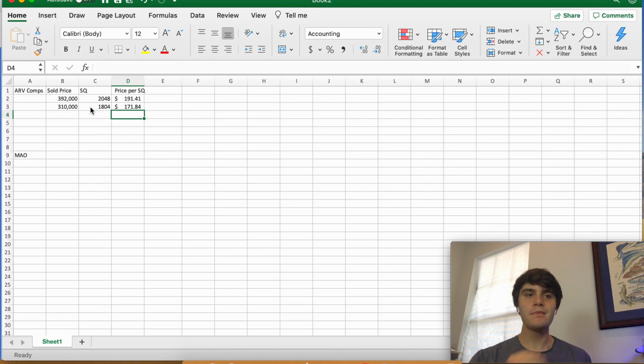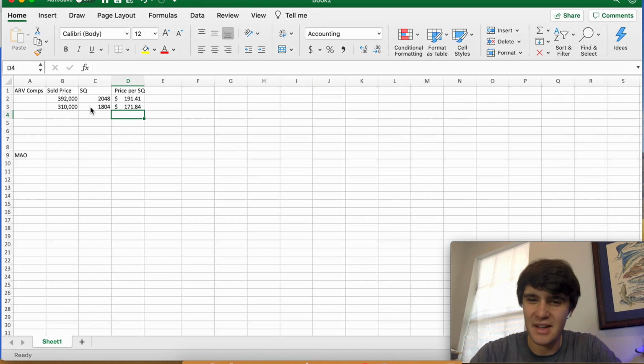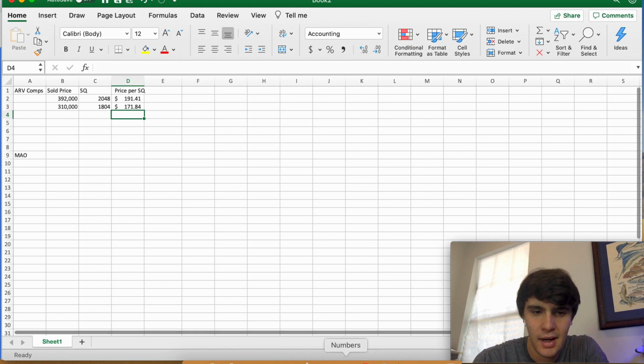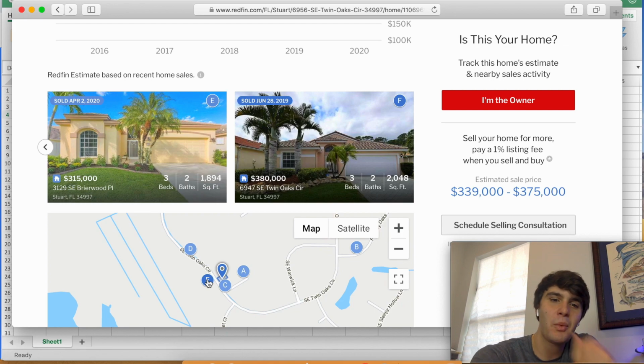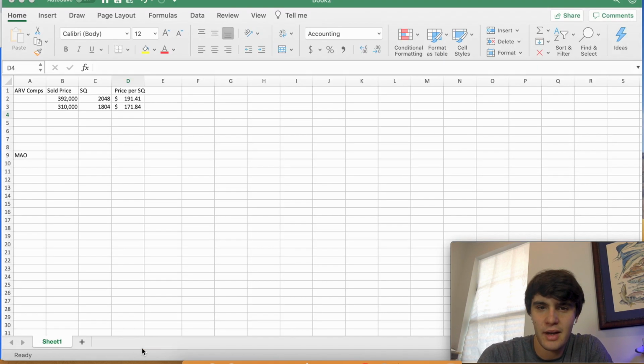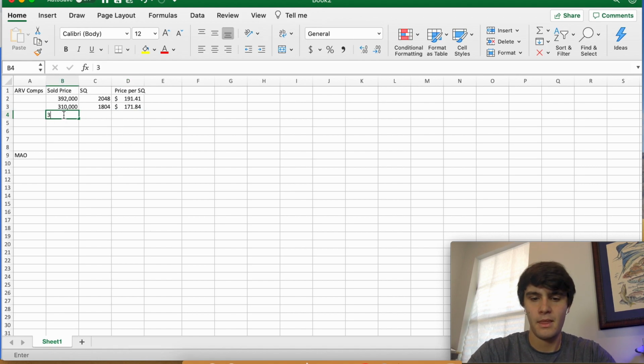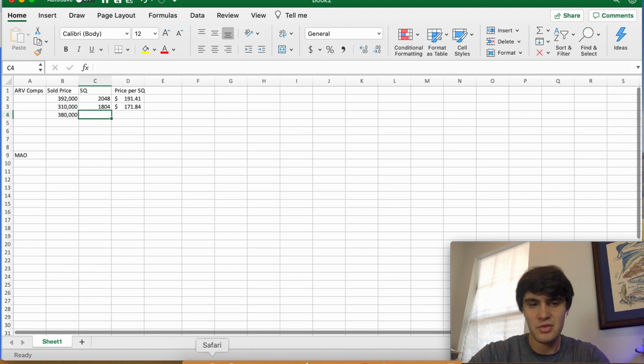So we're stuck at 191 and 171 here on this one. So that's a toughie. So let's look here, see this other similar one. It's just so similar, I might want to include it. So let's see what happens. So at 380 for... actually sold less than that other one that was only 2 bedrooms. So I guess we can include it.